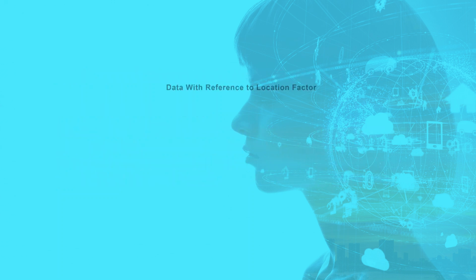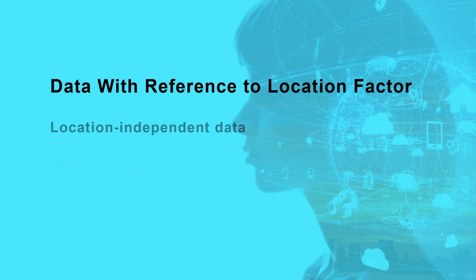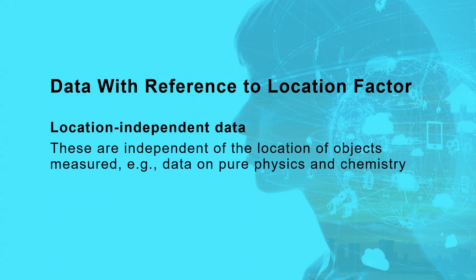Next, data with reference to location factor. Location dependent data can be considered as dependent on the location of objects measured, such as data in earth sciences and astronomy normally belong to this category. Location independent data are independent of the location of objects measured, as for example data on pure physics or chemistry.